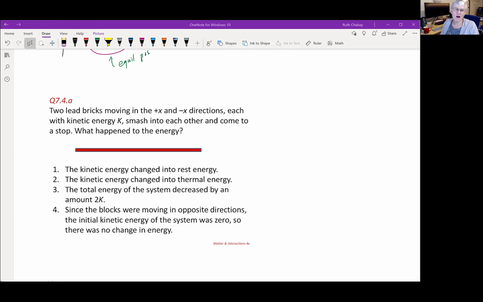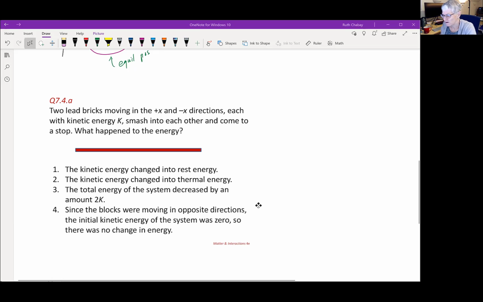So when the air is hot outside, the air molecules have more kinetic energy. They're moving around faster than if it's cold. So most of you said that the kinetic energy changed into thermal energy, and that's correct. The atoms in the blocks are now moving a lot more than they were before the blocks collided.